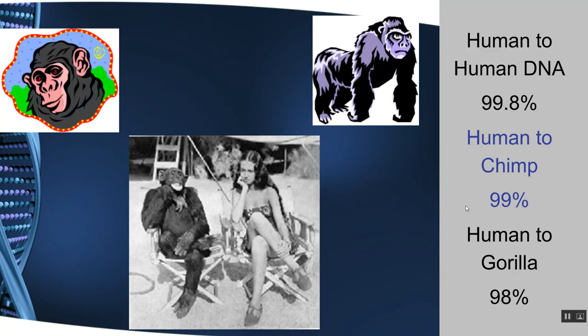You don't have to write this down, but it's a little bit of information. If you compared human to human DNA, like compared my DNA to your DNA, or your DNA to your friend's DNA, it's 99.8% the same. So it's only that 0.2% that makes you different from other people. If you compare humans to chimpanzees, this is a chimpanzee right here, our DNA is 99% the same.